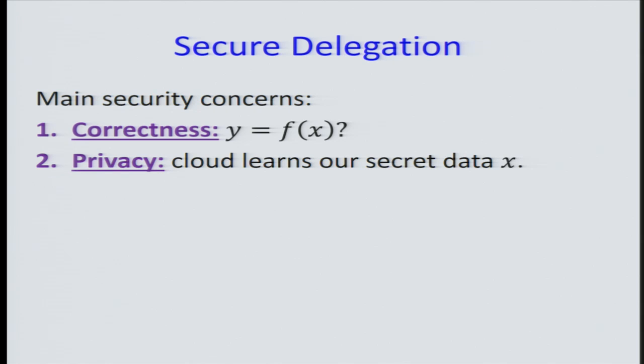And since we don't trust the cloud, there are multiple security concerns that arise. But I think the two most fundamental ones are, first of all, just verifying correctness. Right? So we're afraid that the cloud is, say, lazy or even malicious. Why should we trust what it's saying? The second issue is, if we don't trust the cloud, how can we share our secret data x with it?